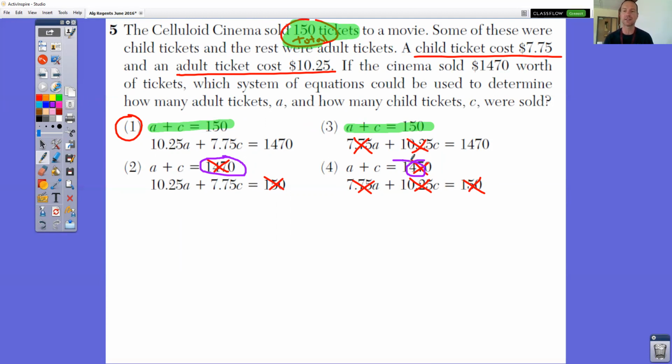It says that a child's ticket costs $7.75 and an adult costs $10.25. Notice that in choice number 3, they have those flip-flopped. They have the A and the C numbers wrong. $10.25 for an adult, $7.75 for a child. And it totals 1,470, which is correct. So that would be choice number 1.